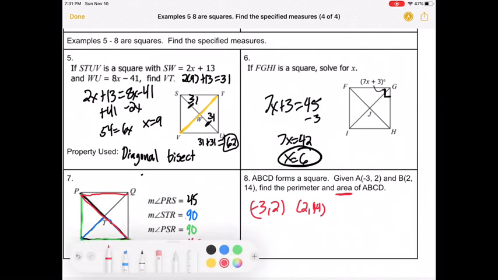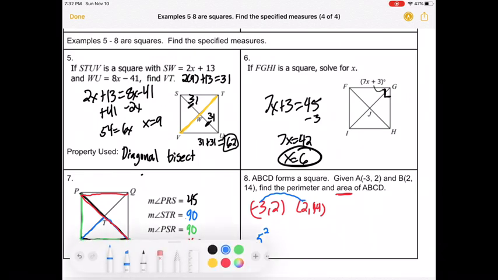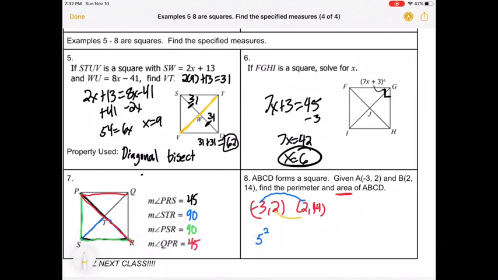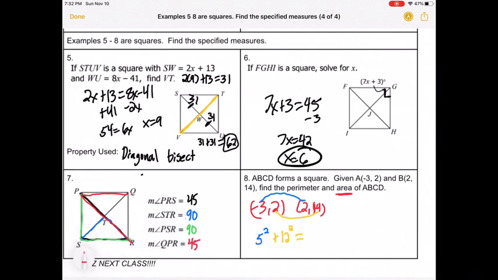So you're doing the distance of the x's first. From -3 to 2, how far is that? That is 5 apart. From 2 to 14, how far apart is that? That is 12 apart, so you square both. So 5 squared plus 12 squared equals 169. You square root that to get 13. So if you had your square here, this is 13, this is 13, this is 13, this is 13.